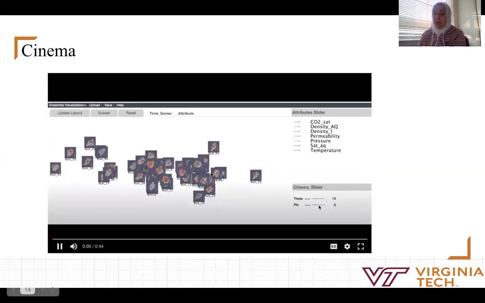And the advantage of viewing the data from different angles is that it gives the scientist a way of seeing the data from different perspectives. So the clustering and the grouping of data will be different based on the view. So here we use the different cinema sliders to see the data from different angles. Each angle carries a meaning, and each angle gives the scientist a way to interpret and have a different grouping of ensemble members.